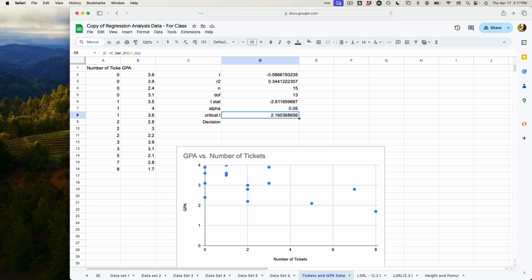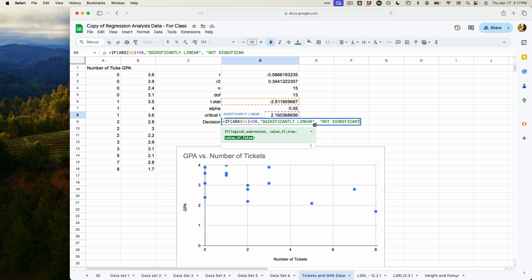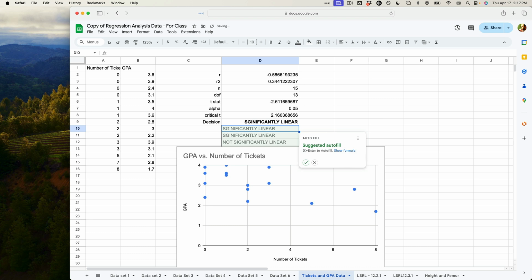And then finally, my decision is: if the absolute value of my t-stat is greater than my positive critical value, then I reject the null. What this means is I have a significantly linear relation. I'm going to call this significantly linear. Otherwise, not significantly linear. And this one says, indeed, we are significantly linear.